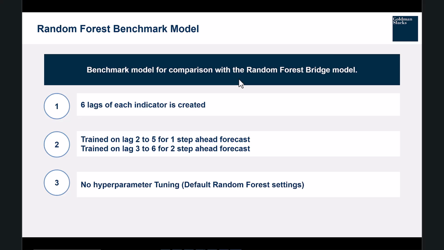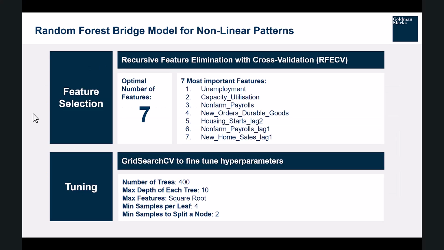Firstly, 6 lags of each indicator are created. For 1 step ahead forecast, the model is trained on lags 2 to 5, and for 2 step ahead forecast, the model is trained on lags 3 to 6. This benchmark model only relies on the default settings of the random forest. For the RF bridge model, 4 lags are created for each indicator, and RFECV is used to identify the optimal features. The RF bridge model uses an optimal set of hyperparameters determined using grid search CV.